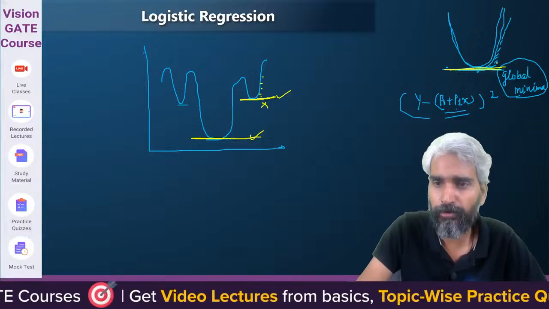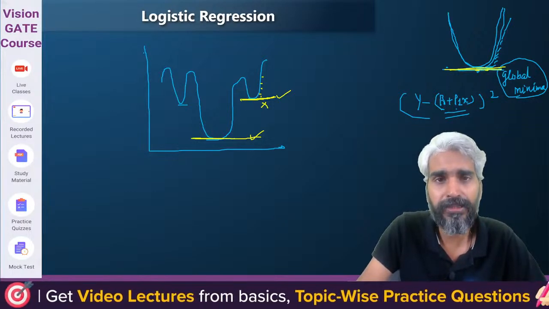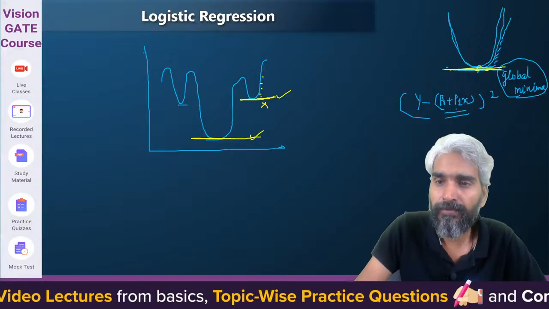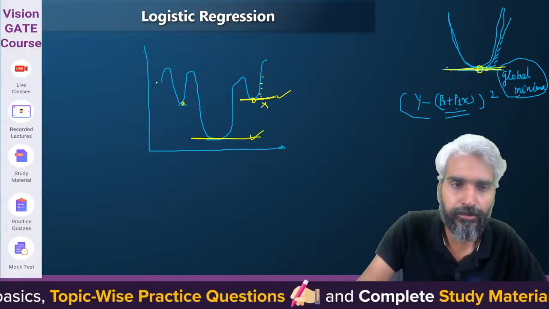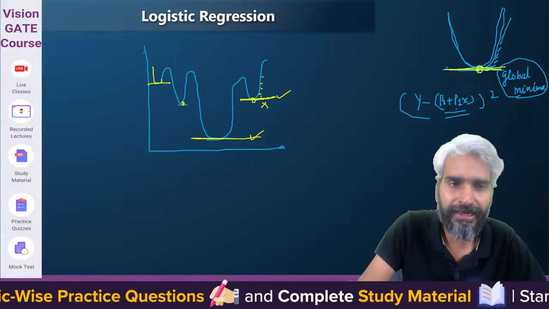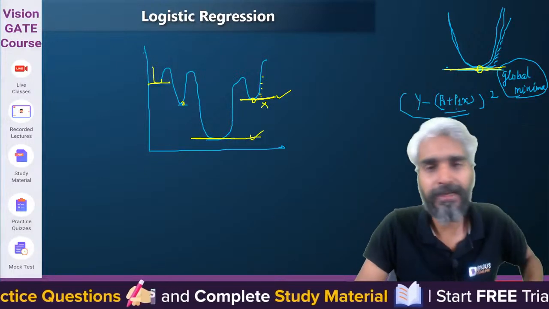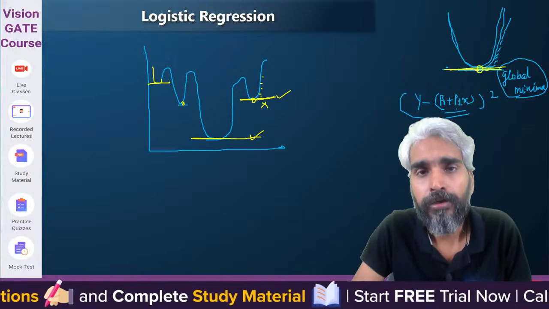Therefore, if we try to obtain the gradient descent for that, then ultimately you will reach the global minima. But in this case, it is not guaranteed that you will reach the global minima. You can get stuck at any local minima.